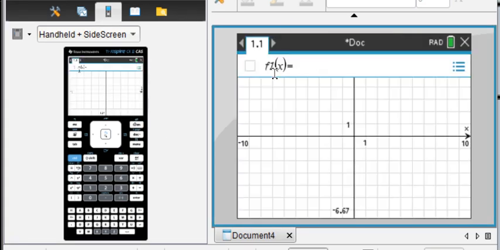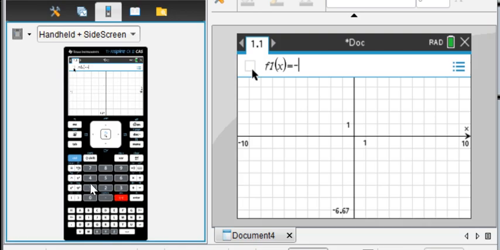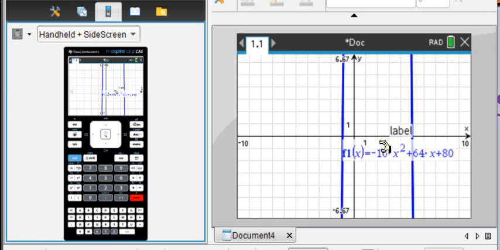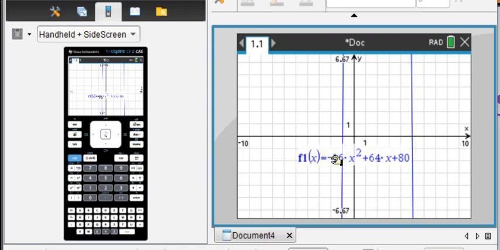So notice f1 of x. This is a function in terms of x. So I can start with that negative 16, but I have to say x squared, not t squared. Then add the rest of our function, plus 64x plus 80, and enter. This is my graph. Now, at a glance, this looks like two lines.